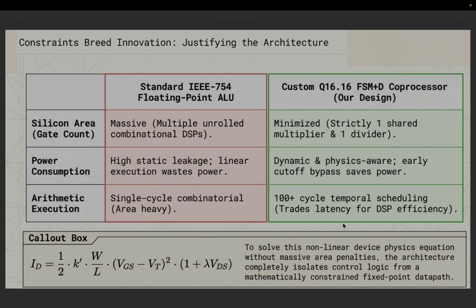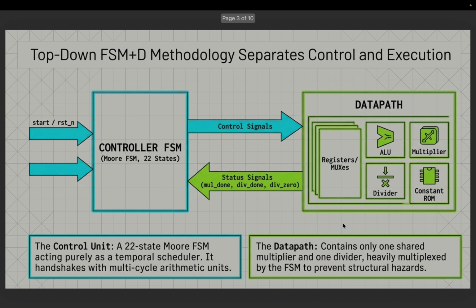Next. In software, the MOSFET equation is usually solved using floating point calculation. However, floating point hardware is very large and uses many logic gates. So to make the design simpler, we use a Q16.16 fixed point format. The calculations are performed over multiple clock cycles instead of all at once. Although this makes the computation slower, it greatly reduces the hardware size and power consumption. So that's our problem statement.